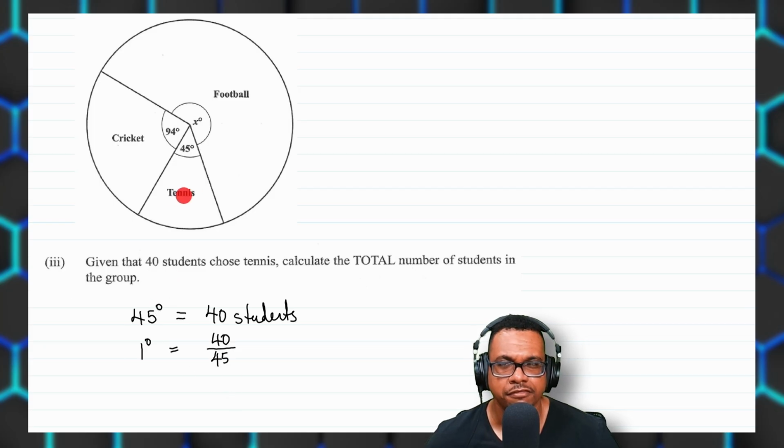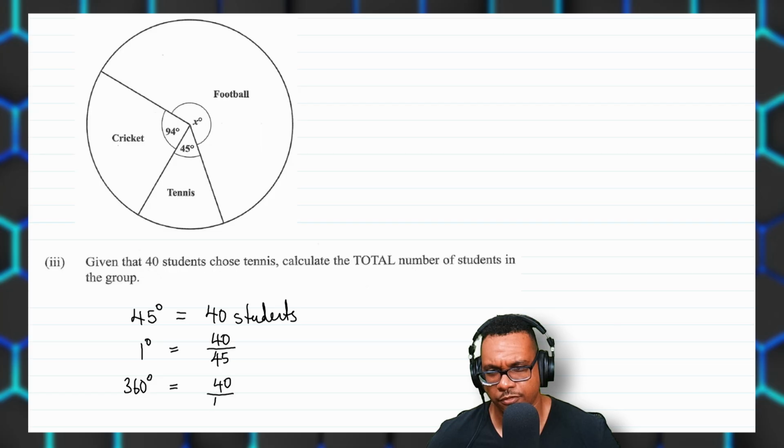And now remember, the full revolution, your total, is 360 degrees, which will also be equivalent to the total number of students. So in order to get 360 degrees on the left-hand side, I'll have to multiply this 1 by 360 degrees, and I'll get 360 degrees. And I must also do the same thing on the right-hand side here, to multiply this by 360 degrees. So I'm going to get 40 over 45 multiplied by 360.